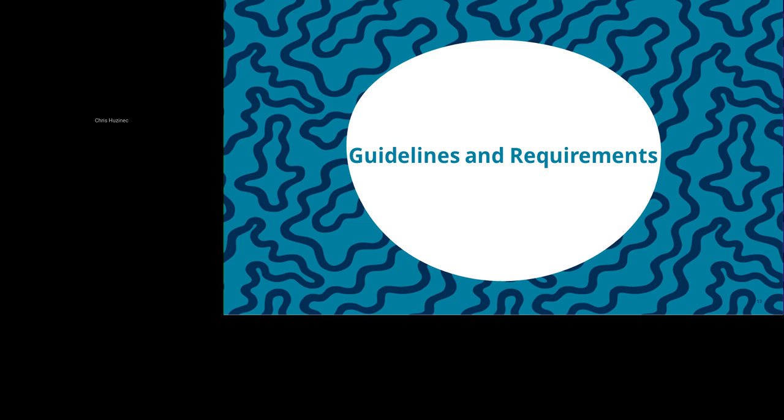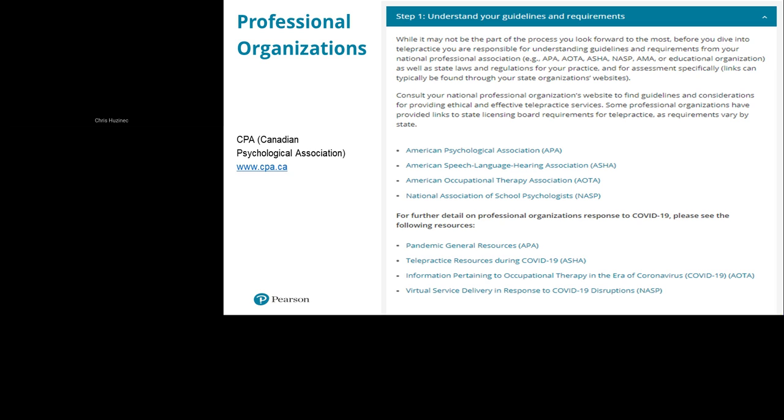All right, so the first section that I'm going to talk about is guidelines and requirements. On the Pearson Telepractice page, under the How To tab, we have lists of PDFs that you can download and links to professional organizations that can provide this information. These organizations have collected information on telepractice and how to conduct business virtually. If you are in Canada, you can collect similar information from the Canadian Psychological Association at the link shown here.